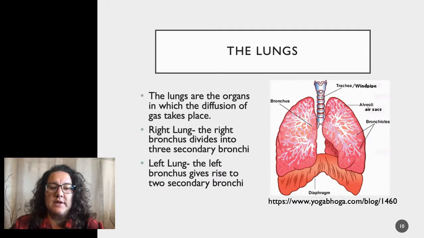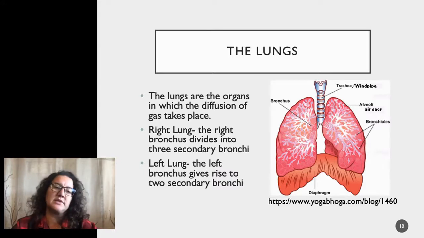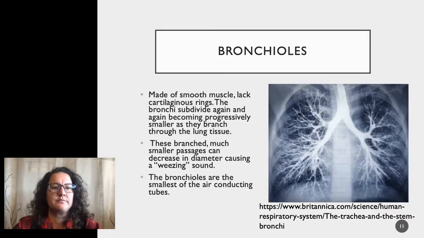The lungs are organs where the gas diffusion takes place. So oxygen will diffuse from the air in the lungs to the blood, and carbon dioxide from the blood to the air in the lungs. In the right lung, the bronchus divides into 3 secondary bronchi. But in the left lung, the bronchus gives rise to 2 secondary bronchi, again, because the left lung has a slightly different shape to allow room for the heart.